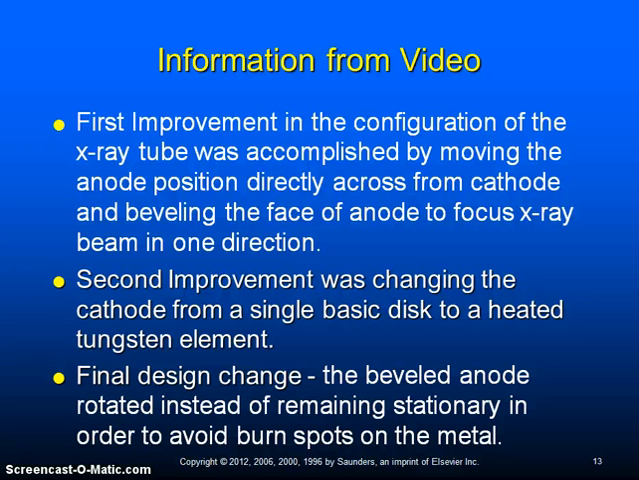The first improvement in the configuration of the X-ray tube was accomplished by moving the anode position directly across from the cathode and beveling the face of the anode to focus the X-ray beam in one direction. The second improvement was changing the cathode from a single basic disc to a heated tungsten element. In the final design change, the beveled anode rotated instead of remaining stationary in order to avoid burn spots on the metal.